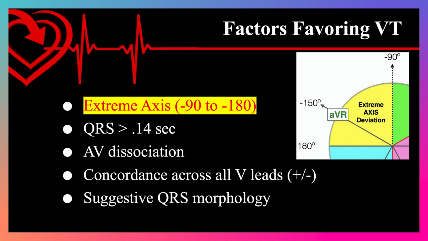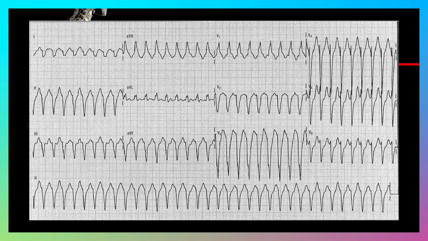If most or all of your V leads are showing positive or negative deflections, that's a clue of a ventricular originating beat. In this example of VTach, you can see a few of the things that I'm mentioning. First of all, aVR is predominantly positive, which is not what we expect to see in a normal healthy rhythm. Another is that concordance I talked about. V1 here is positive, but V2, V3, V4, V5, and V6 are all negative deflections, which just helps to confirm that this is absolutely VTach.